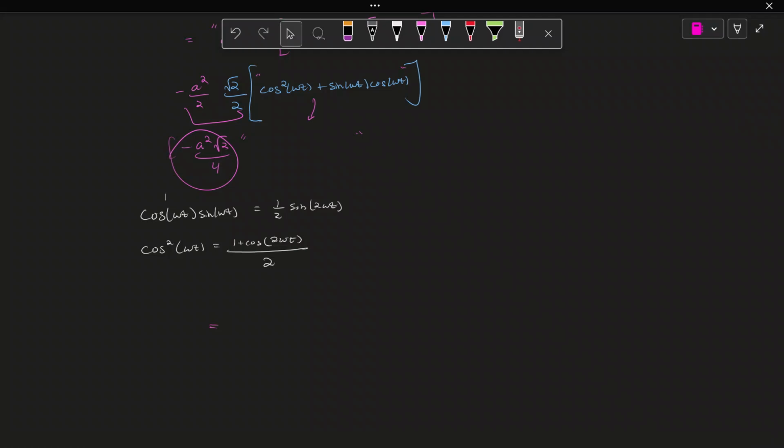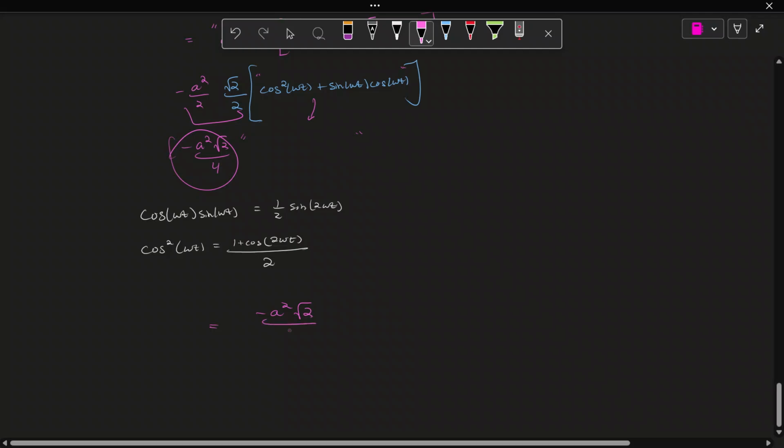Something I would like to do first, though, is factor out a 1/2 also, times 1 over 2, and then do sine of 2 omega t. What I did here was I added these, sine of 2 omega t plus 1 plus cosine of 2 omega t over 2. Since they share a common denominator of 2, we can split them up over 2. And you can factor out the 1/2, and then you'll get plus 1 plus cosine of 2 omega t.